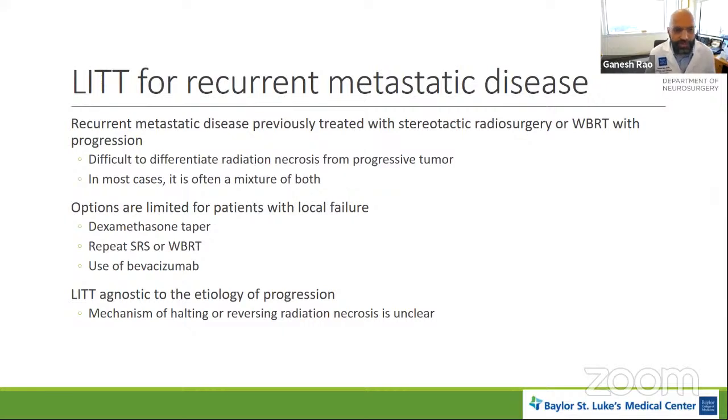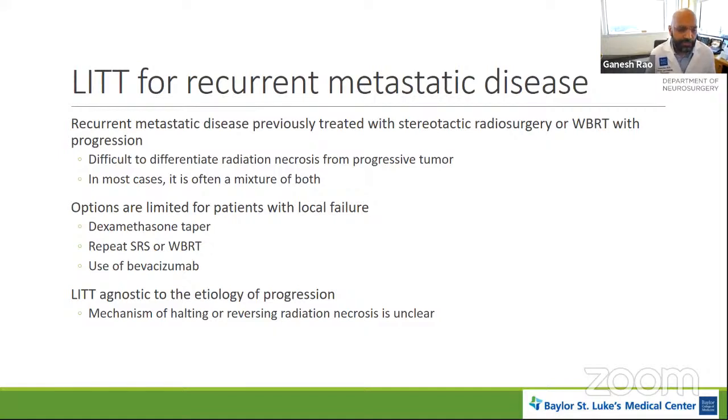We are also using LITT, the laser, for recurrent metastatic disease. This is very challenging. Patients who have radiosurgery or whole brain radiation and then develop progression of the same lesion are very difficult to treat. It's hard to know if this is a tumor that has come back and just didn't respond to radiation or if it's radiation necrosis, damage induced by the radiation itself. And I will say in most cases, it's often a mixture of both.